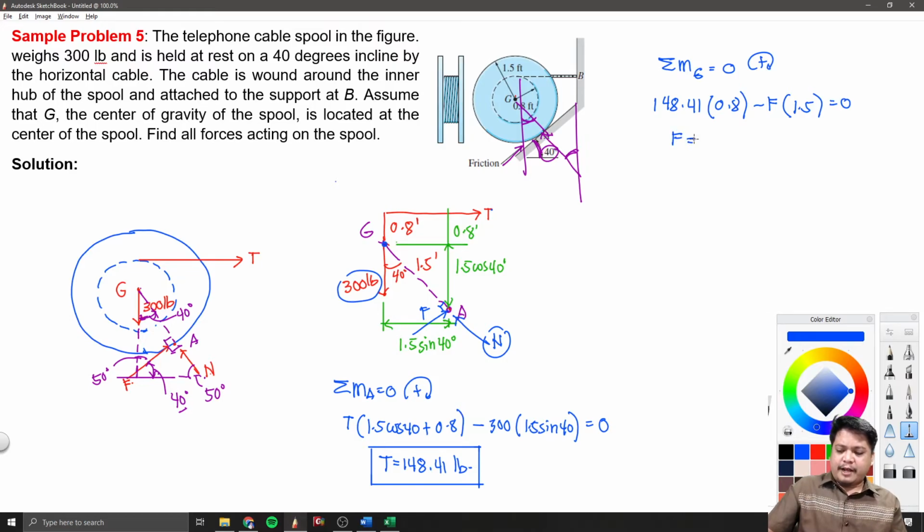So, you will now have the F. So, ilan yan? 148.41 times 0.8 all over 1.5. So, you have your 79.152 pounds. So, this is now the answer for the friction. Okay? Next. How about the N? Paano ko kaya kukunin si N?